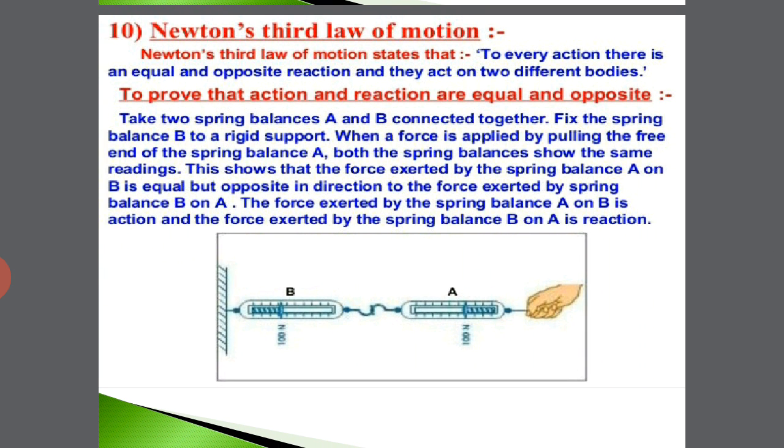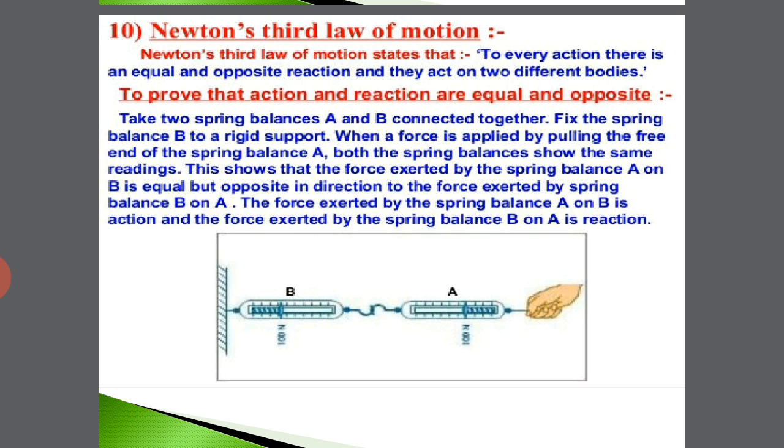Now, the third law of motion. Newton's third law of motion states that to every action there is equal and opposite reaction, as they act on two different bodies. To prove that the action and reaction are equal and opposite, let's study. Take two spring balances A and B connected together. Fix the spring balance B to a rigid support. When the force is applied by pulling the free end of the spring balance A, both the spring balances show the same reading.